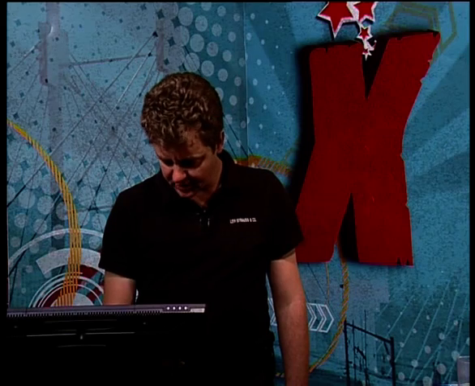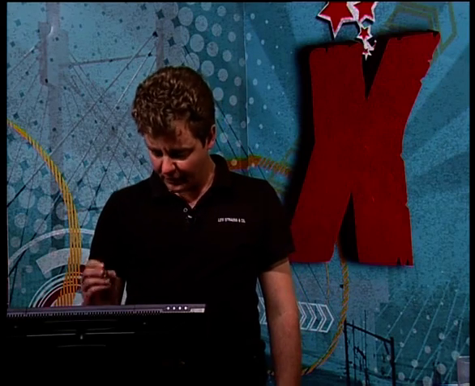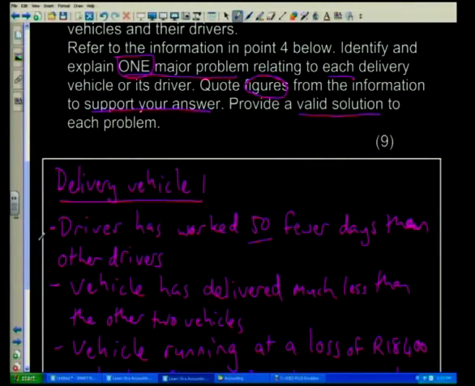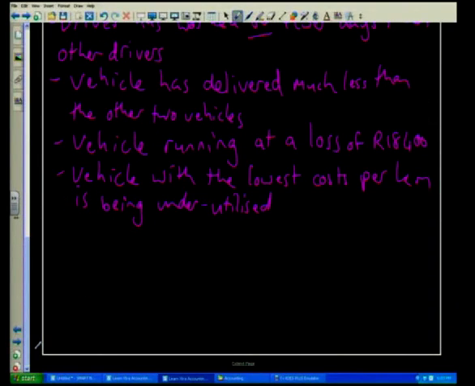Okay, so what we've done so far is the first part of the question. For the first vehicle, we've identified the major problem, quoting figures in support. What would a valid solution to the problem be? Well, here once again, you need to use your own ideas on how we could solve the problem.